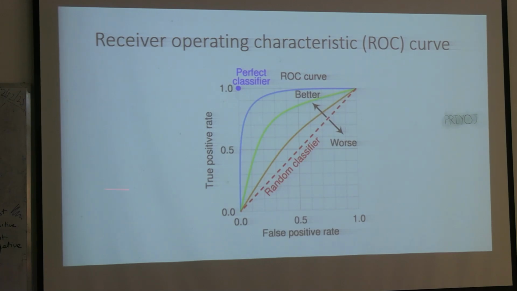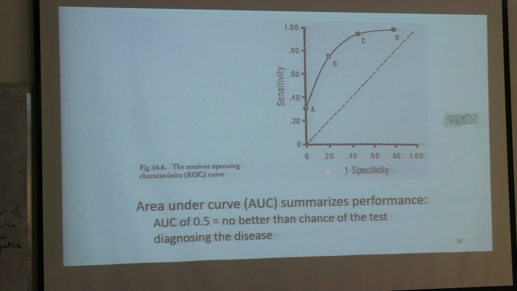False positive is 1 minus true negative. True negative is specificity. So, 1 minus specificity is the false positive rate. So, sensitivity versus 1 minus specificity: if I plot that for each of the cutoff points, then this ROC curve comes.